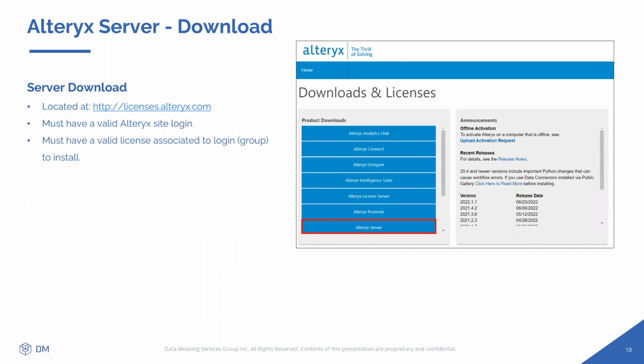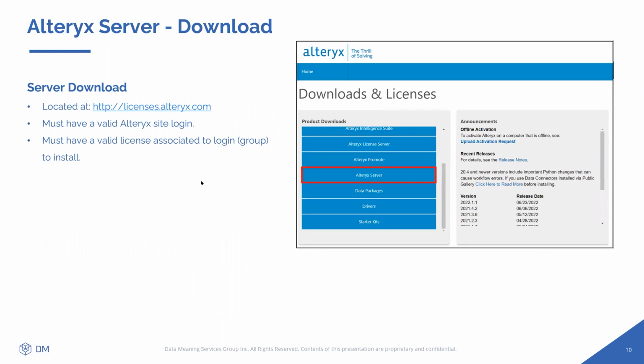So we just go to license.alteryx.com. Also, it can be downloads.alteryx.com. We search for the Alteryx server. And as you can see, we have the option to download all the Alteryx products. So Alteryx Intelligent Suite, the drivers that we might need, the data package, and Alteryx Designer as well.